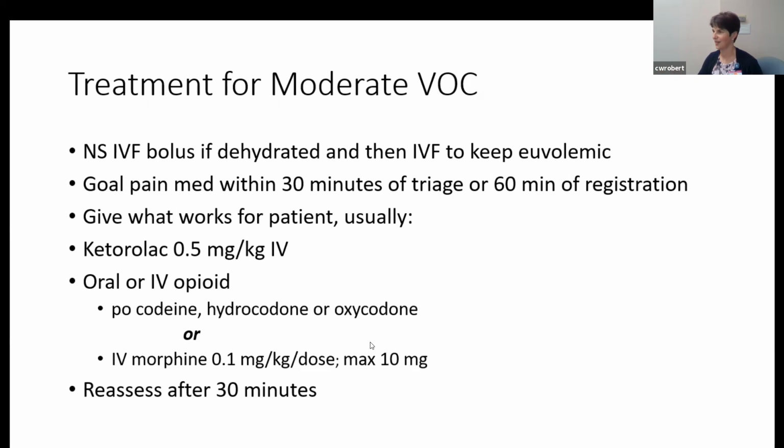That's something y'all can help change, the mindset in the ER, where they allow them to get fluid boluses. So some fluids if they need it, but the goal should be to get pain medication to them quickly, so you can jump on their pain and maybe prevent hospitalizations. And again, ketorolac, and then an opioid, either IV or oral.